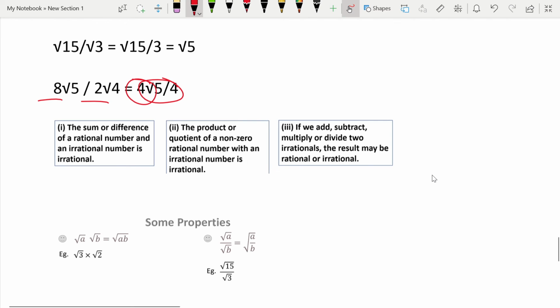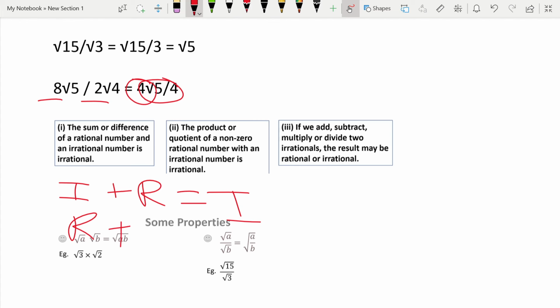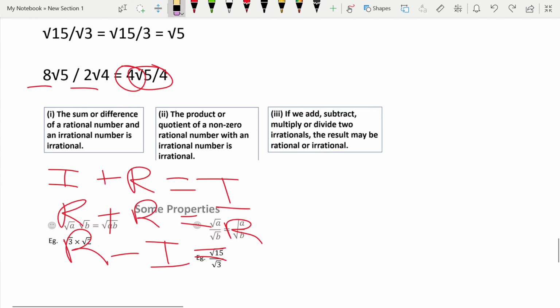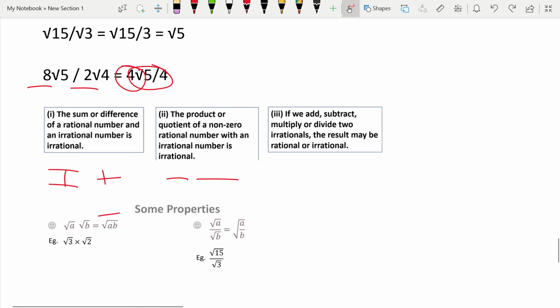The sum or difference of a rational number and an irrational number is irrational. Okay? Sum or difference, meaning irrational plus rational is going to be irrational. If you have rational plus rational, that is going to be rational. Rational minus irrational is going to be irrational, okay? So that's what they're talking about. Let's rub all that off and move on.